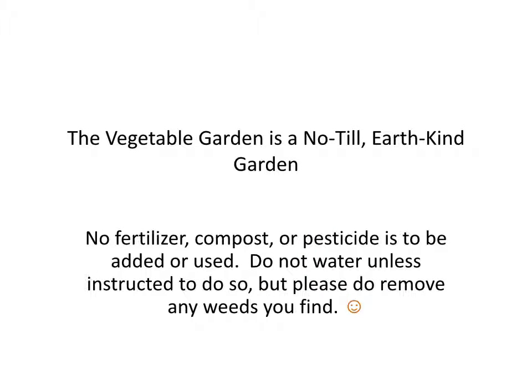The vegetable garden is a no-till, earth-kind garden. This means no fertilizer, compost, or pesticide is to be added or used. Do not water unless instructed to do so, but please do remove any weeds that you find. Thank you.